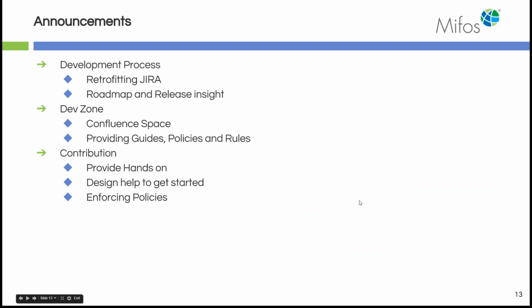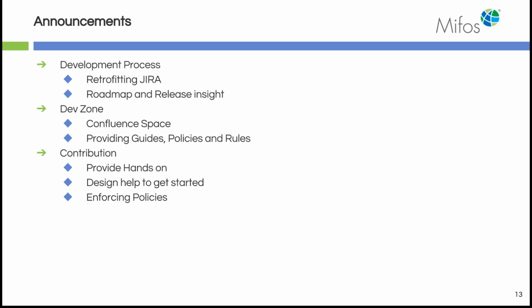So a few announcements beside what we talked about, right? What we're currently doing internally is taking a look at our development process, and we decided that we need some changes. So in the near future we will be retrofitting Jira so that it's easier for us to really start planning with it, and also giving you a better insight into our roadmap and releases so that you can see directly in Jira what's going on.